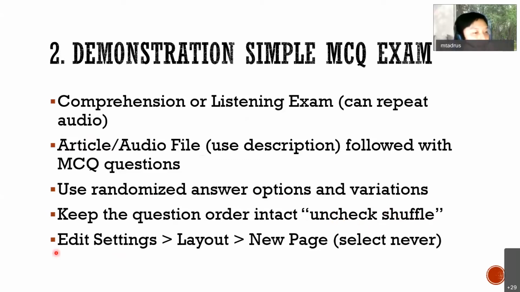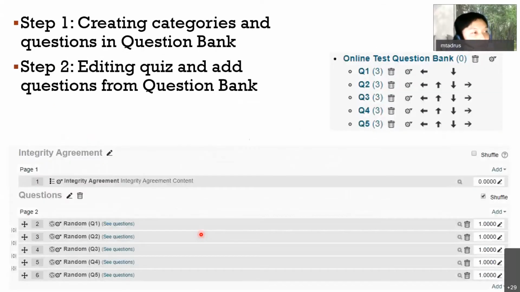And lastly, for this setting, when we click edit settings, layout, we select new page to never. So we can set the paging in the edit quiz space itself. There are two main parts in creating a quiz. The first step is to create categories and questions in the question bank. The second one is to edit the layout of the quiz and add the questions from the question bank.